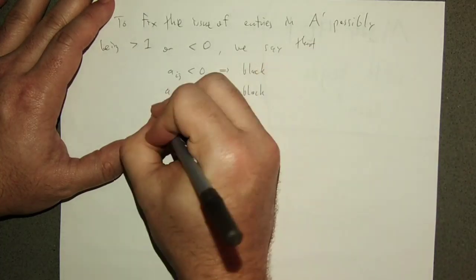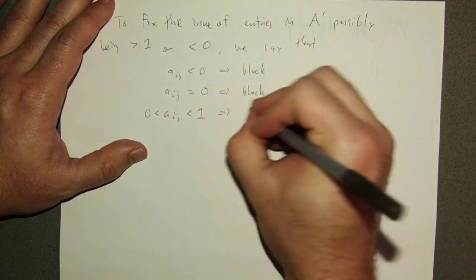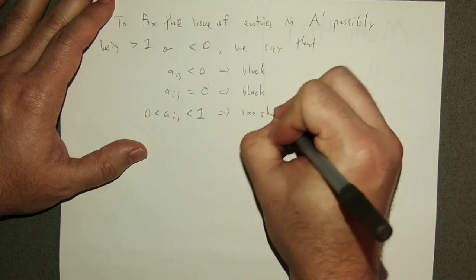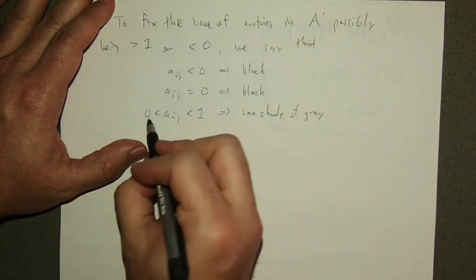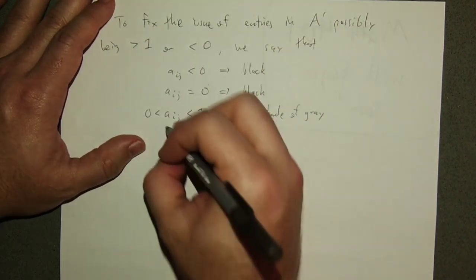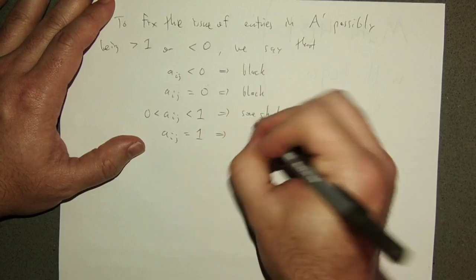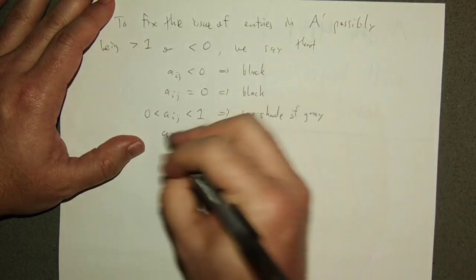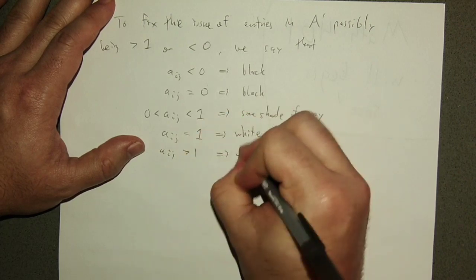A sub ij is strictly between 0 and 1. That's some shade of gray. Right? Darker gray, obviously, as it's closer to 0. Lighter gray as it's closer to 1. A sub ij equals 1. This implies that it's white. And A sub ij strictly greater than 1 also implies white.